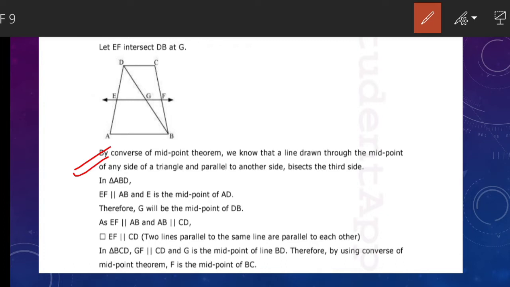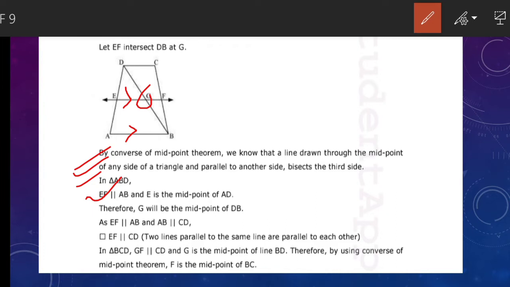Okay, here first we are going to consider the triangle ABD, so this left hand side triangle. Here E is a midpoint, that is already given. So EF is a line which is parallel to AB and E is a midpoint. Therefore we get G will be a midpoint of DB, since EF is a line which passes through a midpoint and is parallel to AB. So we can say that G is a midpoint by converse of MPT.